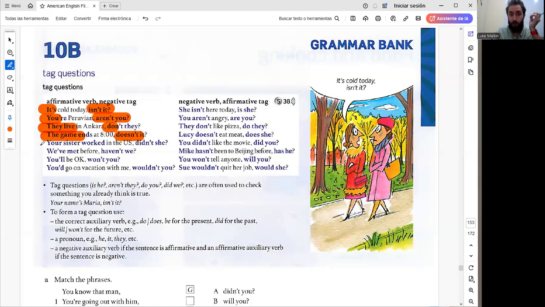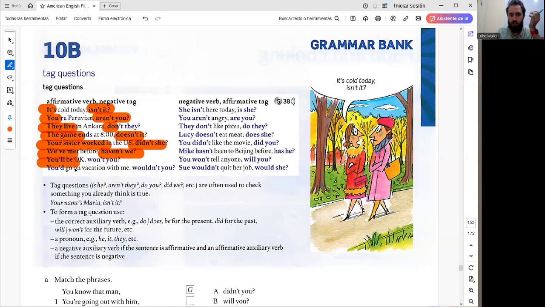Your sister worked in the US, didn't she? Again, this sentence is past simple, and past simple positive doesn't use an auxiliary, but it still exists. And the auxiliary is did, didn't for the past simple. So didn't she is the tag. We've met before, present perfect. Here, the auxiliary is easier to remember because we can see it. We have met before, haven't we?